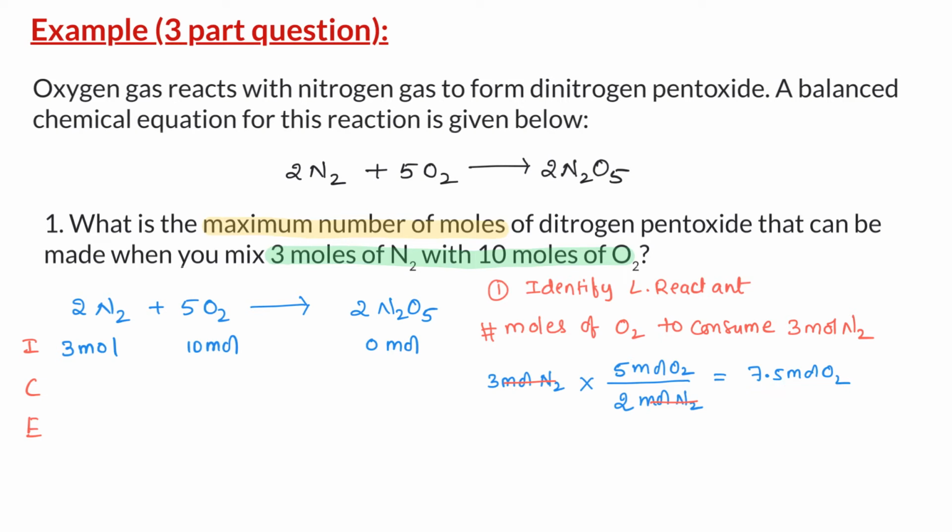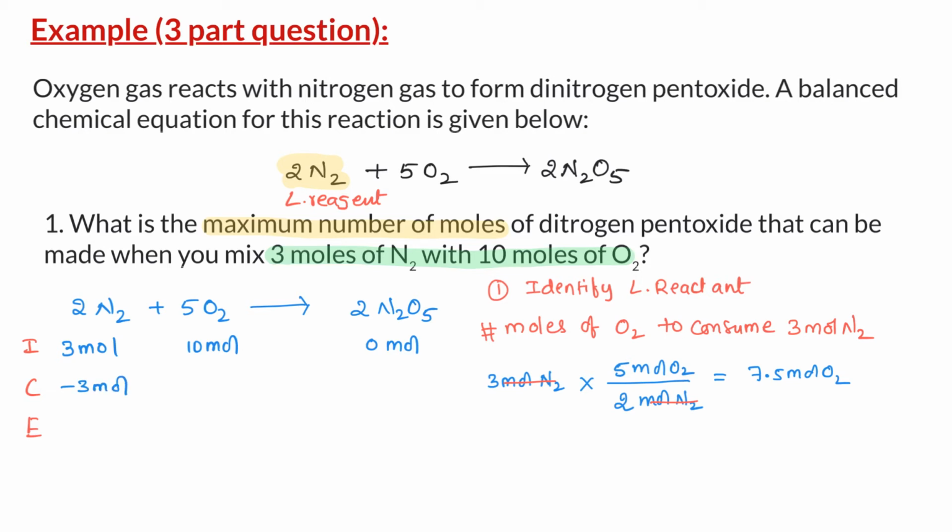In the reaction mixture, we have 10 moles of oxygen, which is higher than what is required to completely consume 3 moles of nitrogen. Therefore, the nitrogen gas is the limiting reactant and oxygen gas is the excess reactant. And we know that the limiting reactant, by definition, will be completely consumed in the reaction. Therefore, the change for N2 gas is minus 3 moles.